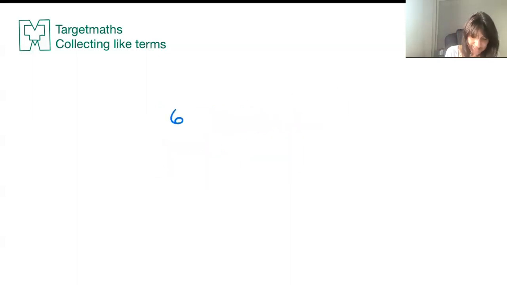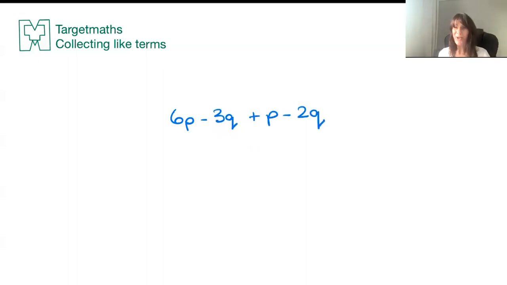We've got 6p minus 3q plus p minus 2q. So you've got a little bit more going on there with the negatives, but nothing changes. Absolutely nothing changes, and you shouldn't fear the negative, okay? So looking at my starting letter, it's a P, so I'm going to go off and look for some more P's, which I have here.